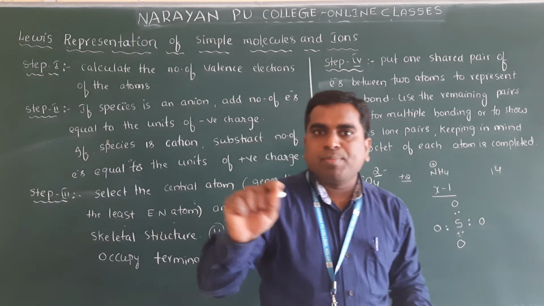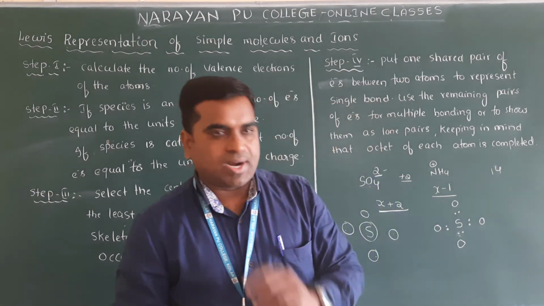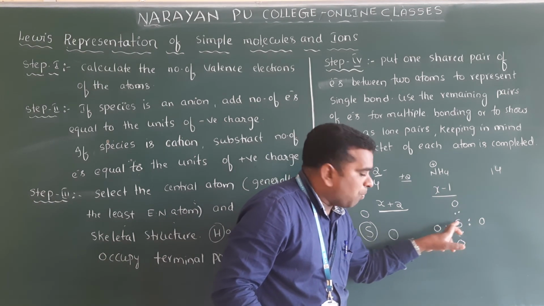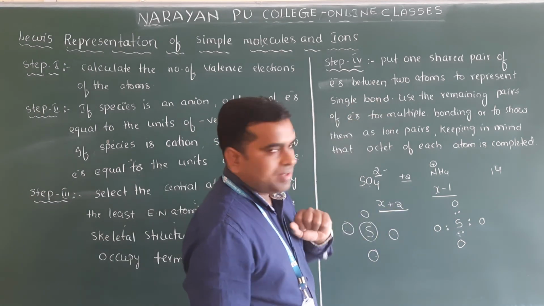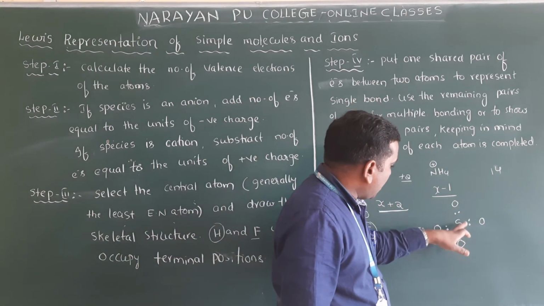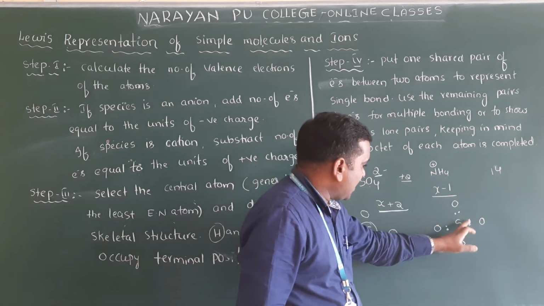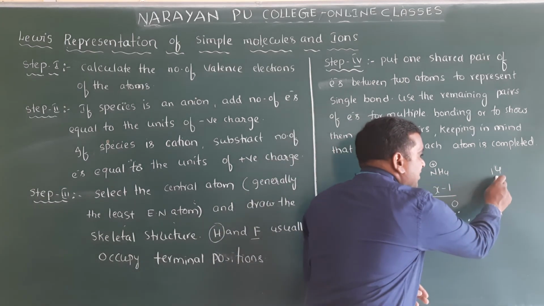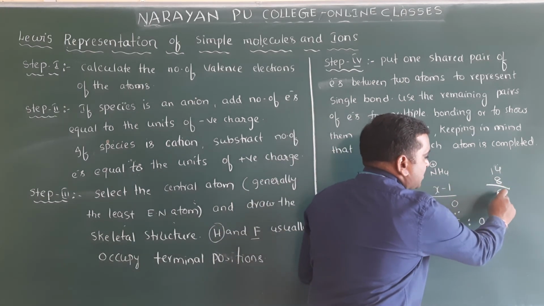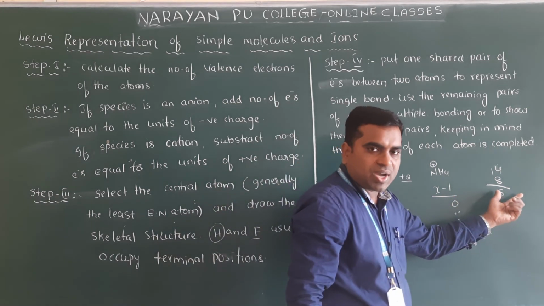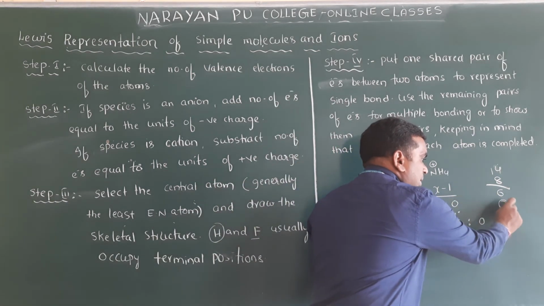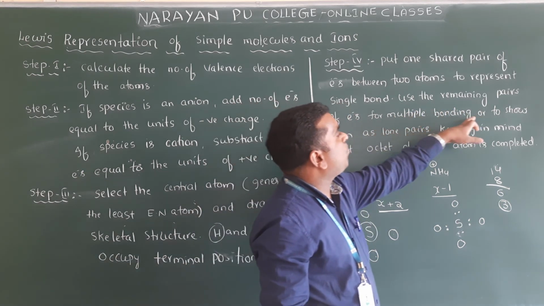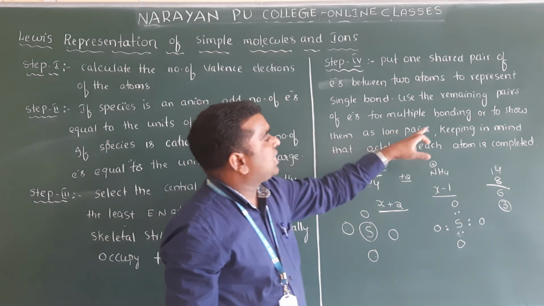Those 2 electrons make one bond, a single bond. Clear? One bond means how many electrons? 2 electrons. One bond is made up of 2 electrons. We represent those 2 electrons by a bond, that is only a single bond. Now just assume 14 electrons are there, and here I have used 8 electrons. The remaining are 6 electrons, and you have to consider pairs. 6 electrons means 3 pairs, and use the remaining pairs of electrons for multiple bonding or to show them as lone pairs.